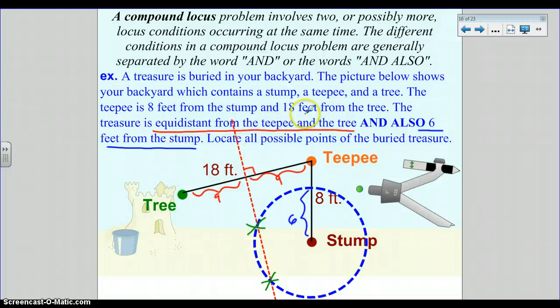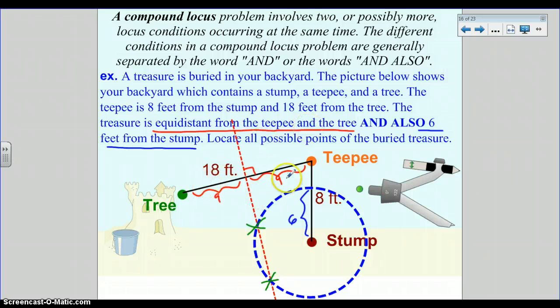The picture below shows your backyard, which contains a stump, a teepee, and a tree. So we have the teepee, the stump, and the tree. The teepee is 8 feet from the stump and 18 feet from the tree. So I labeled that 8 feet, and 18 feet from the tree. The treasure is equidistant from the teepee and the tree.